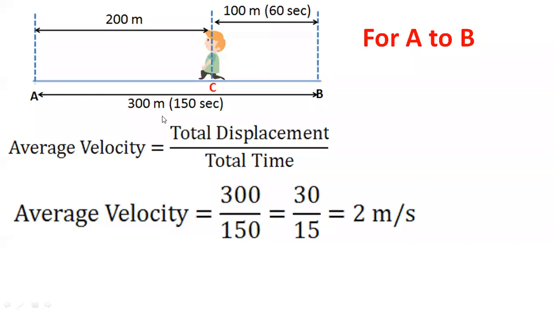Okay. Simultaneously give me a response in the chat box. Have you understood how we calculated average speed and average velocity for A to B? It's very simple. You just have to apply your concepts of distance and displacement.